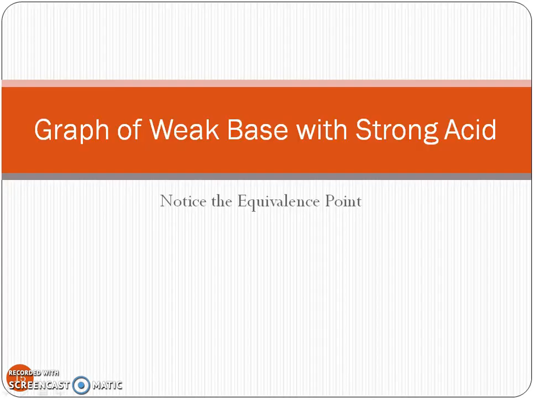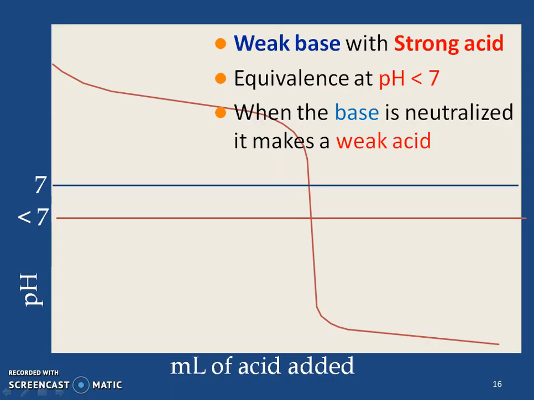So what does this graph look like? Just the opposite, right? So we started out with a weak base. We're titrating it. This is our buffer area, all right? And now we have our equivalence point down here. It is going to be less than 7 because when the base is neutralized, now we're making that weak acid.